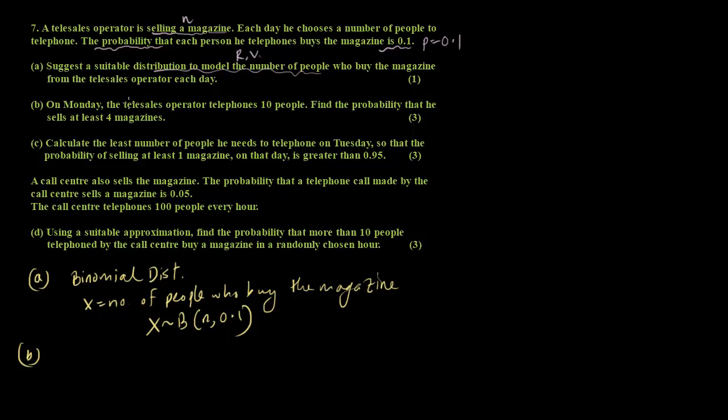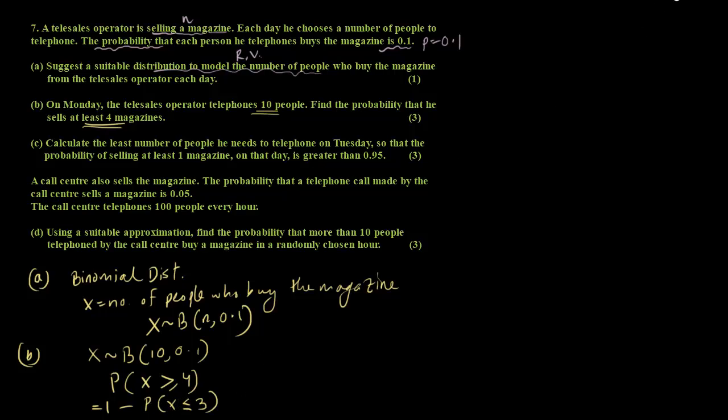On Monday, the telesales operator telephones 10 people. So we know 10 people are called. Find the probability that he sells at least 4 magazines. So 4 people bought the magazines and n equals 10. Since we haven't put the value of n yet, let's write this down. X follows B(10, 0.1) and we have to find the probability of at least, that means greater than or equal to 4. If we calculate this, it would be 1 minus the probability of X less than or equal to 3.